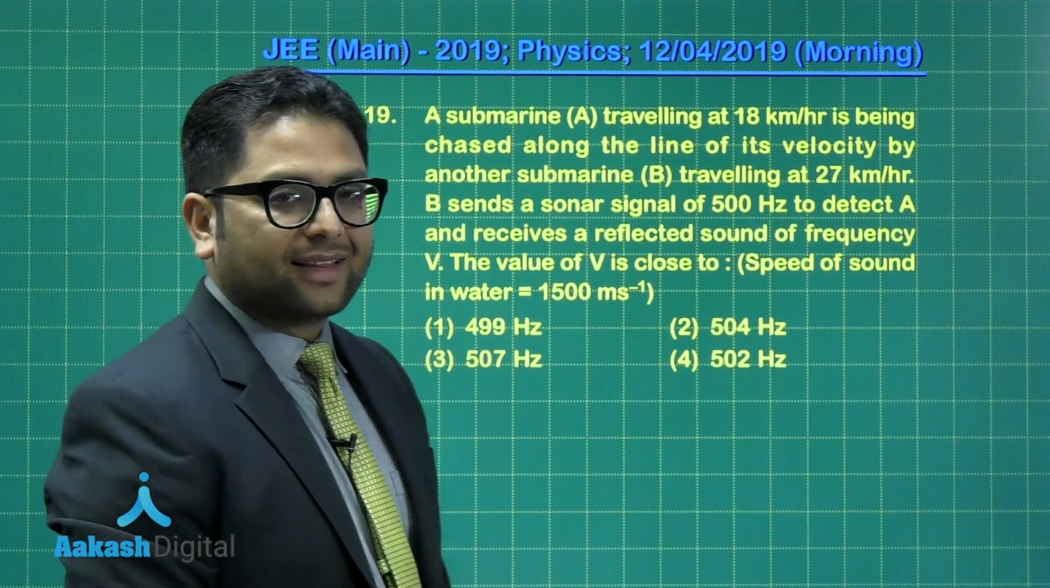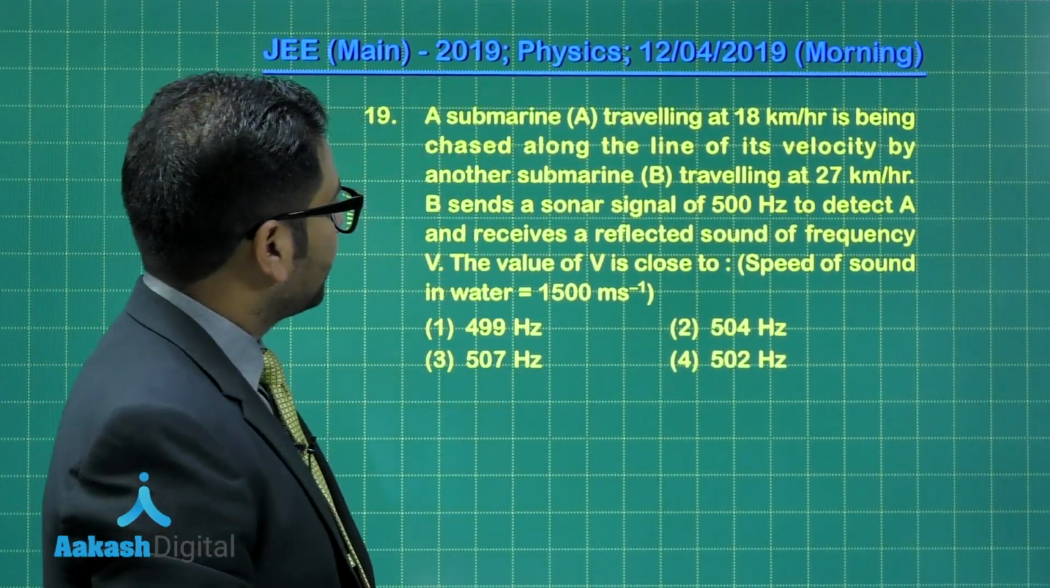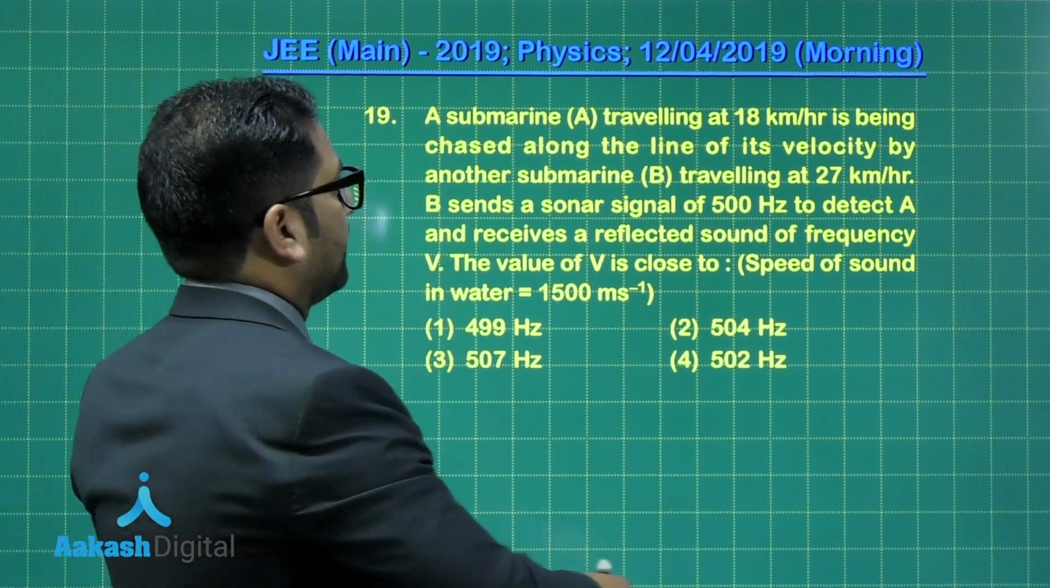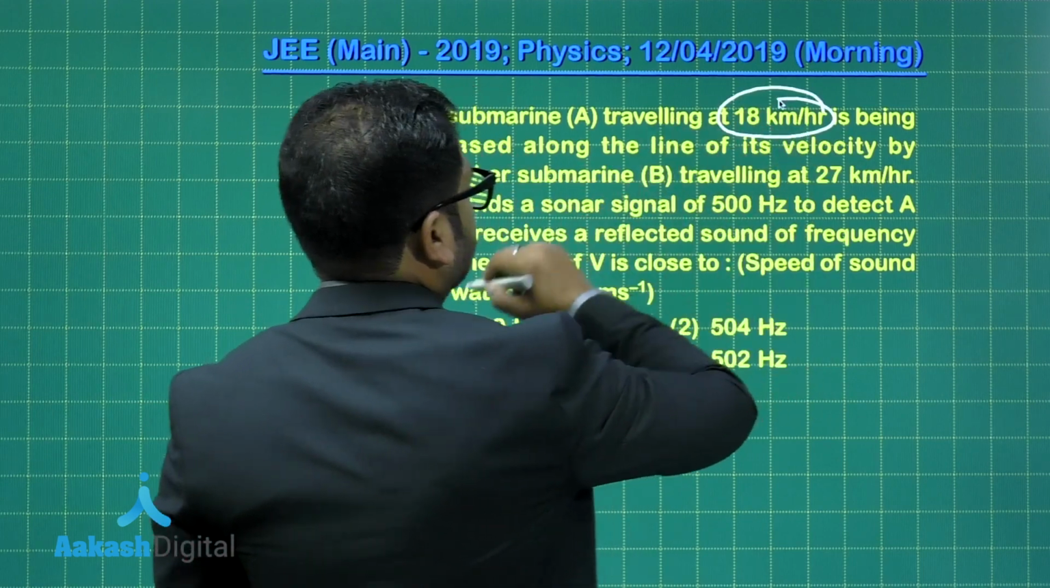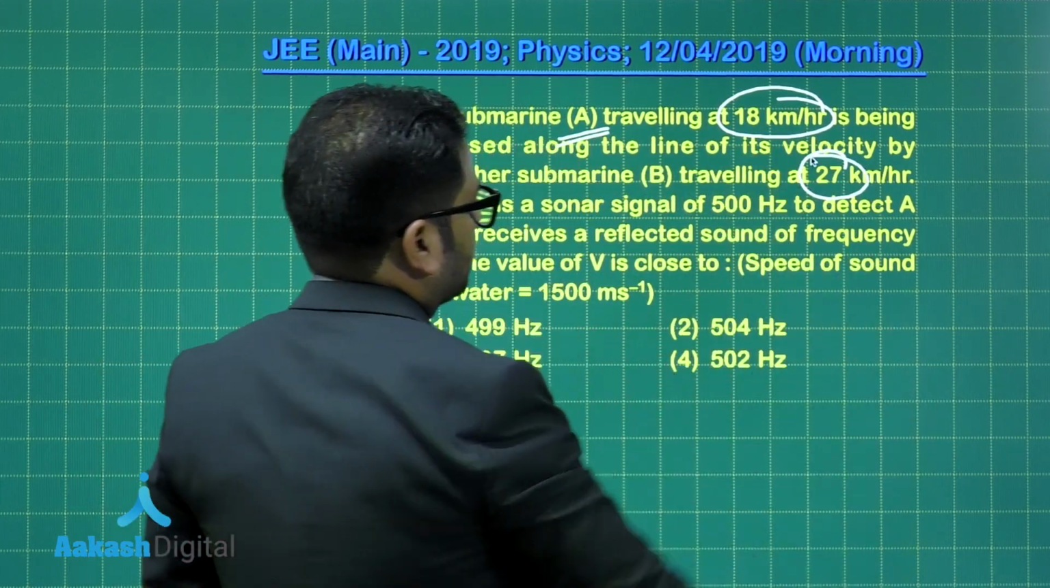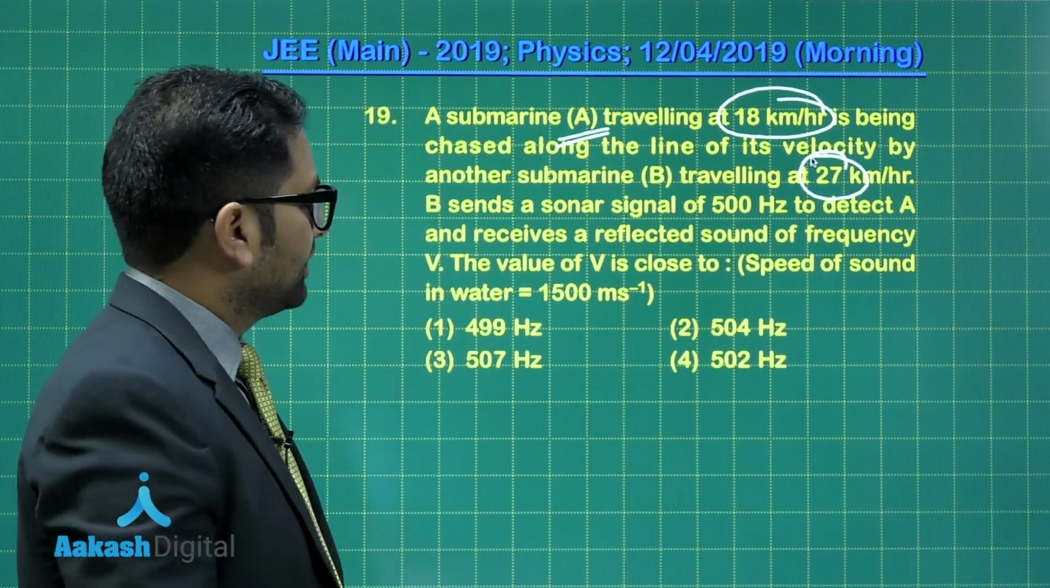Question number 19 has been made from the Doppler effect, and a nice story has been added there with the submarine case. The first speed is 5 meter per second, that of submarine A. Submarine B would be moving with 7.5 meter per second.